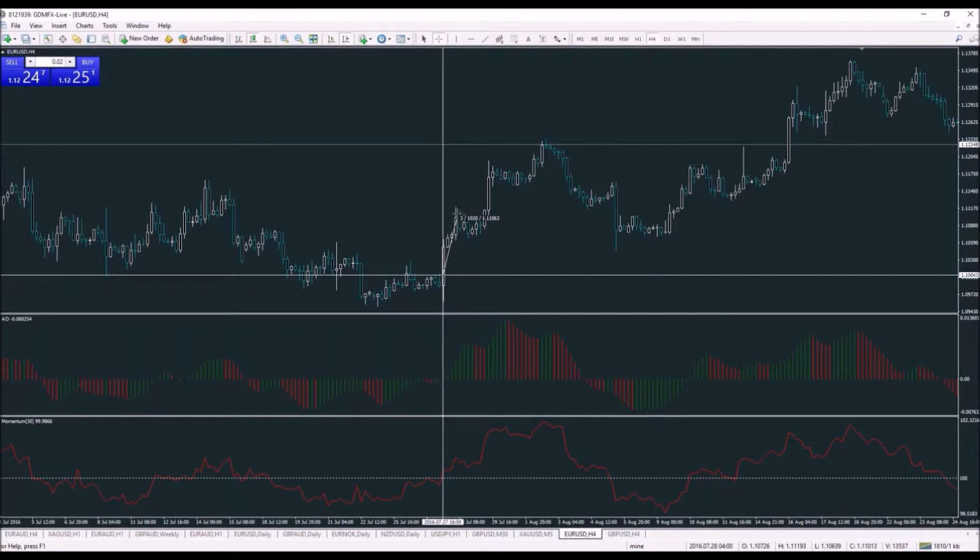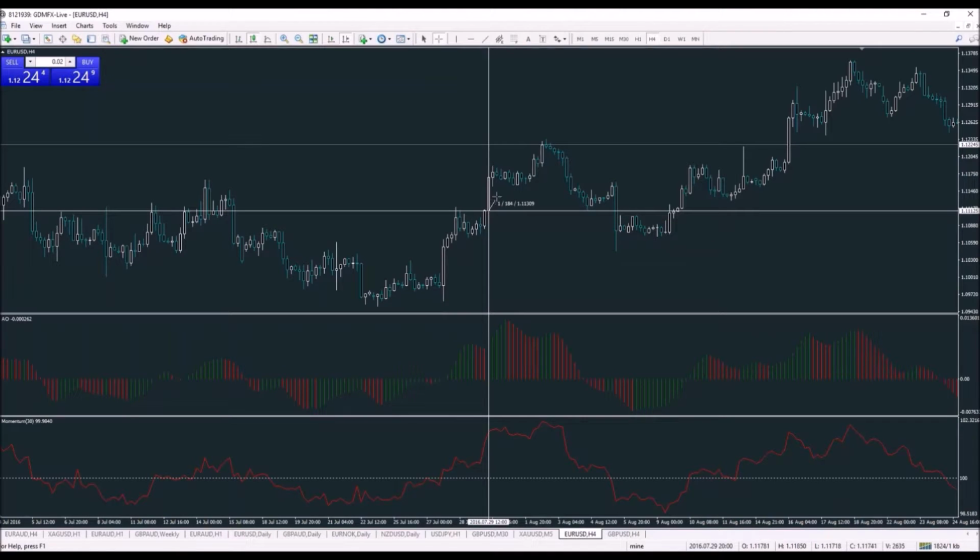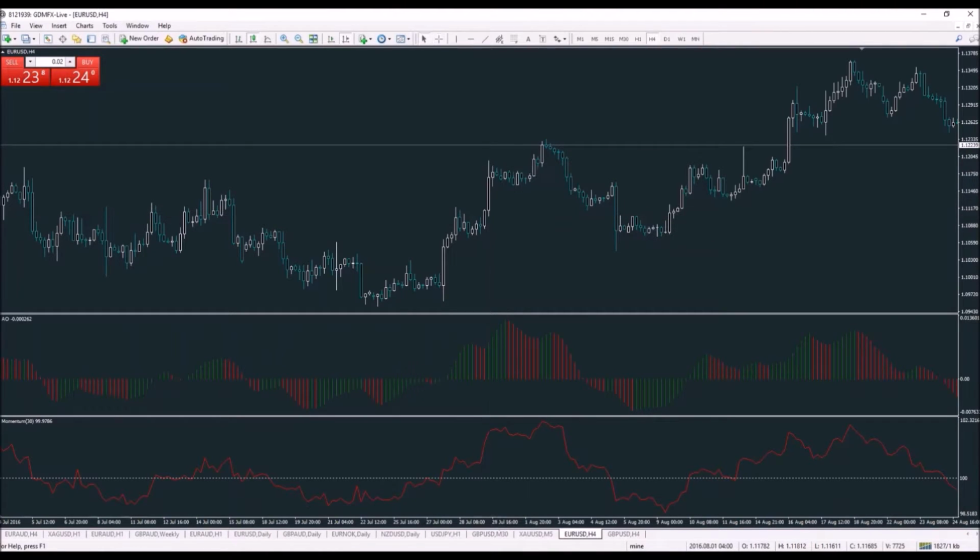These are about 100 pips, ladies and gentlemen, in 3 sessions. So in 3 4-hour candlesticks, about 12 hours, we're getting 100 pips of profit. And that's only one of them. Then in a few sessions later, we can also get another 70 pips.